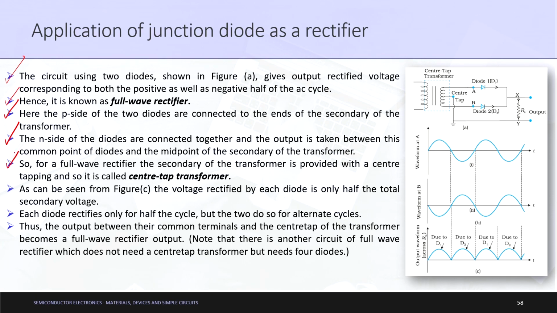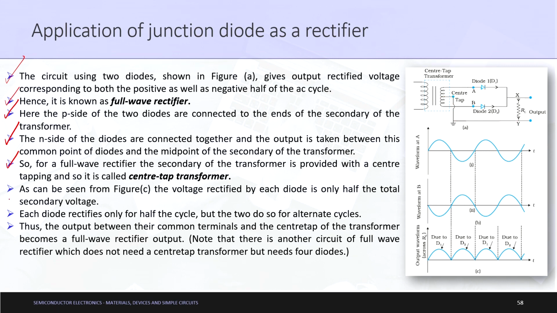Next, for a full wave rectifier, the secondary of the transformer is provided with a central tapping, and so it is called a central tap transformer. It is just a type of transformer; we will not go into much detail of what a central tap transformer is here. Because there is a central tap, there may be a usage of the central tap, which you will understand, and hence it is called a central tap transformer.